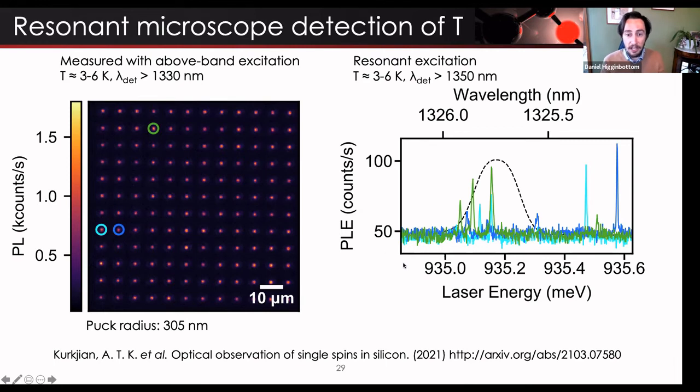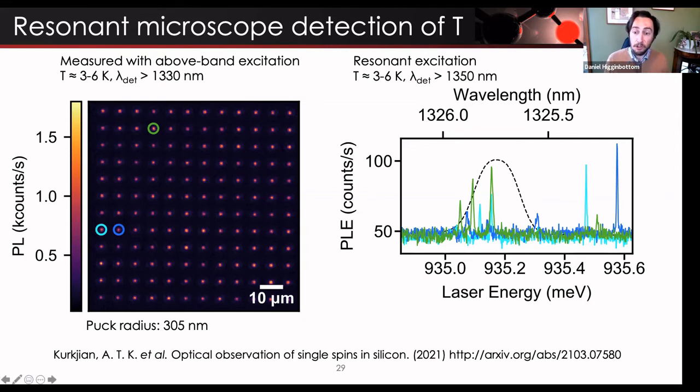When we scan our resonant laser over the pucks, we see spectra that look like this, where we see these sharp peaks sparsely scattered over a range which is a little bit larger than the inhomogeneous line shown by this black line of the material before patterning. So we have increased the inhomogeneous distribution a little bit by patterning these micropucks, which is probably interface effects.